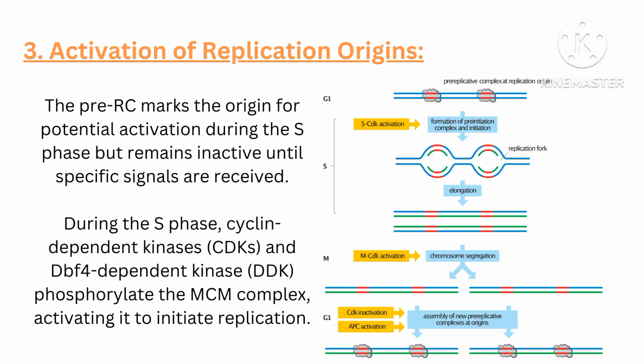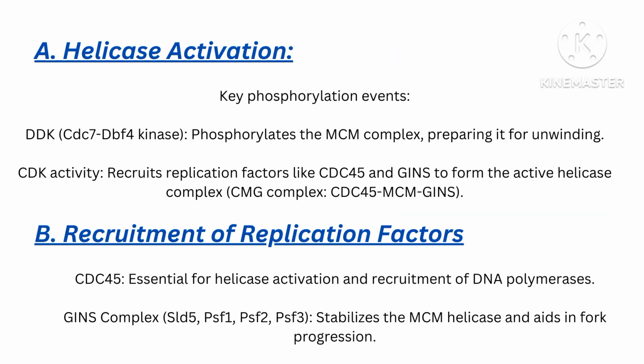3. Activation of replication origins. As we know about the formation of the pre-replication complex and its key components, the pre-replication complex marks the origin for potential activation during the S phase but remains inactive until specific signals are received. A. Helicase activation. The key event in origin activation is the conversion of the inactive MCM helicase into an active helicase capable of unwinding DNA.